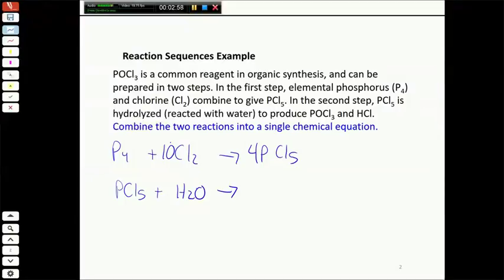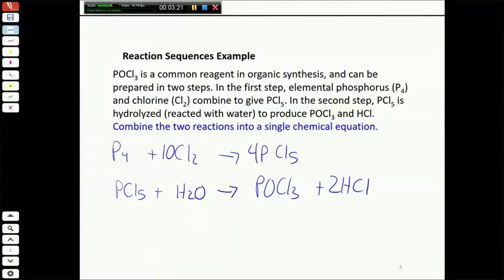So we have PCl5 and water going to POCl3 and HCl. And so if we want to balance this step, all we have to do to balance this one is put a 2 in front of HCl. So chlorine's balanced by doing that, and then everything else is already worked out. So that's the second chemical equation, the hydrolysis of PCl5.